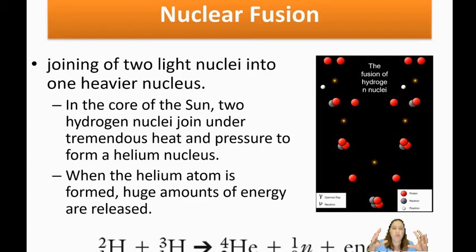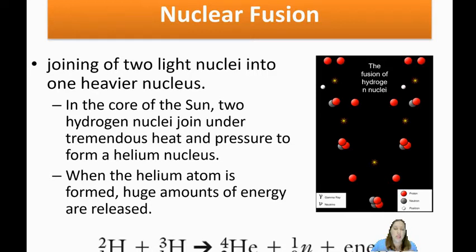Nuclear fusion, you're fusing things together. You're pushing things together. So when you're joining two nuclei, that's going to be fusion. You're making it heavier. Fission, breaking it up. Fusion, making it heavier. Okay? This is going to happen in places like the core of the sun. It has to happen in stars, and it's because it requires so much energy.